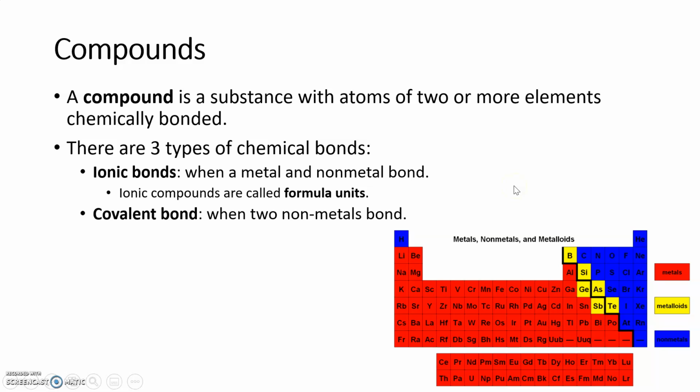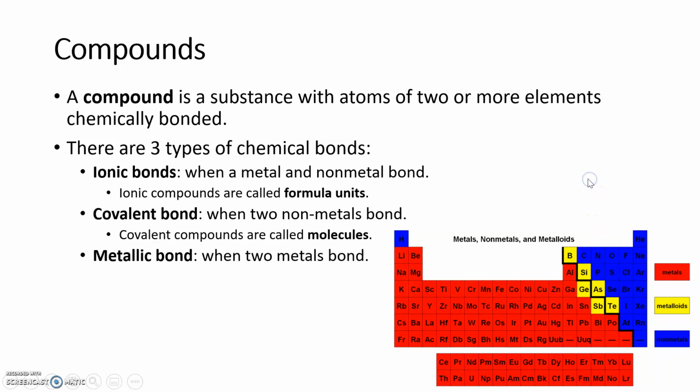Another big type of bond is a covalent bond. And this is when two nonmetals bond. So here again are our nonmetals, upper right-hand corner. If you have two elements from this area of the periodic table, you have a covalent bond. We call these compounds molecules. You've probably heard the term molecule before. It is very specific to a covalently bonded compound. So two or more elements from the right side of the periodic table here.